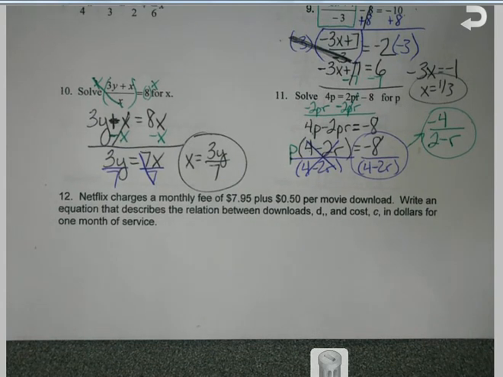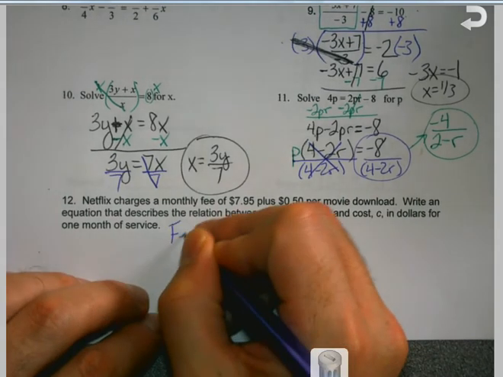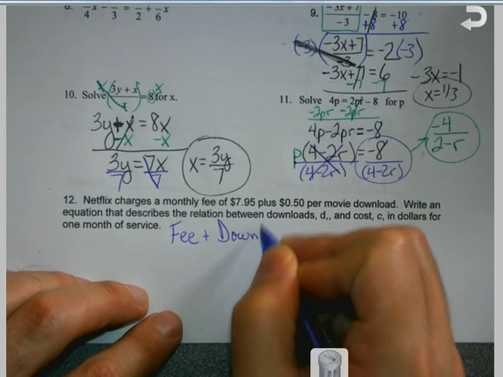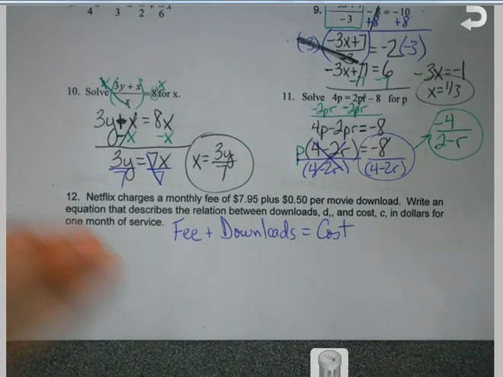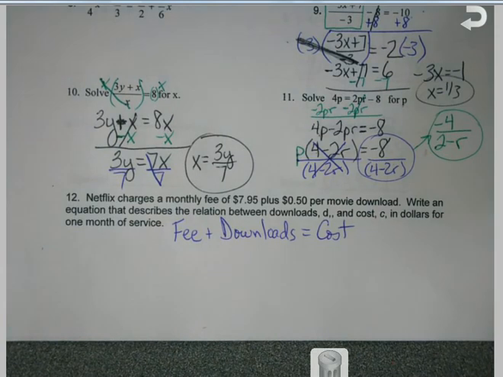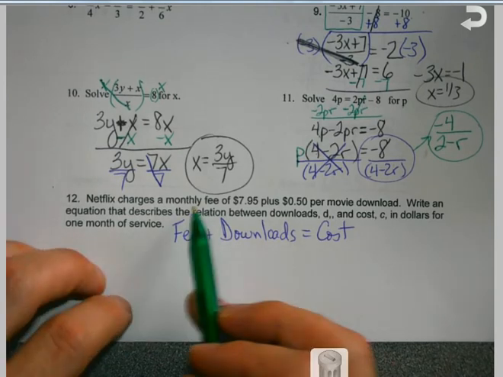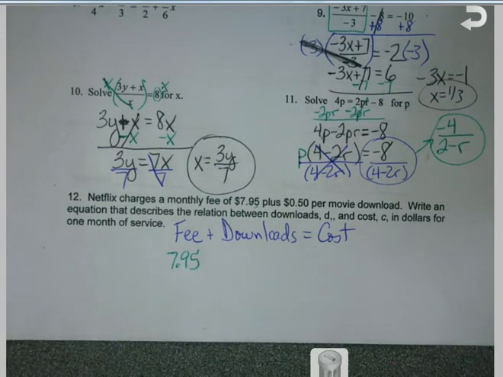Okay, so I look and I say, okay, so if I get my Netflix subscription, how's this work? Well, they charge me a fee, and then they charge me for downloads, and that equals what it costs me at the end. Okay, so I verbalize it first. Once I do that, now I can start sticking numbers and variables in places. So all right, they charge a fee of $7.95 a month. So whether I download anything or not, they're charging me $7.95.